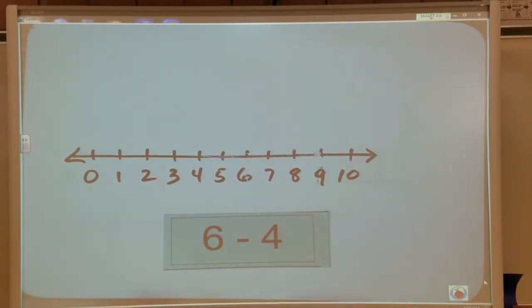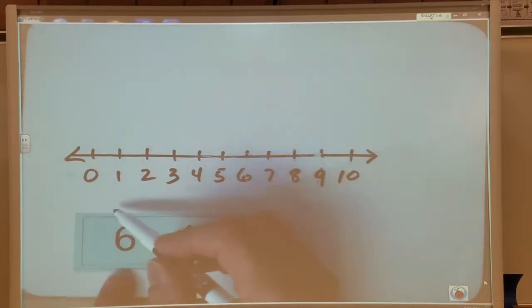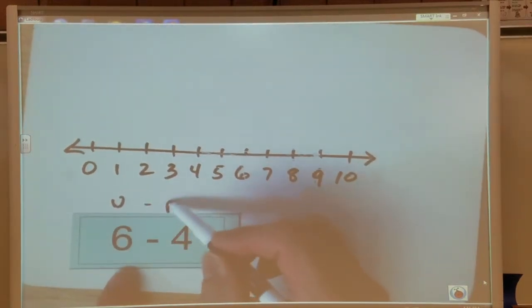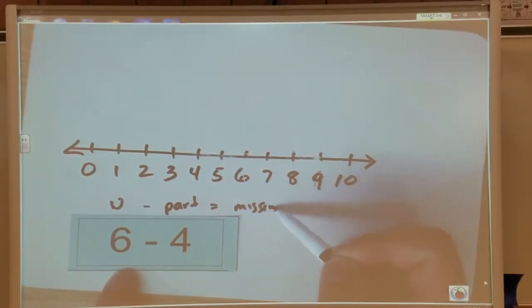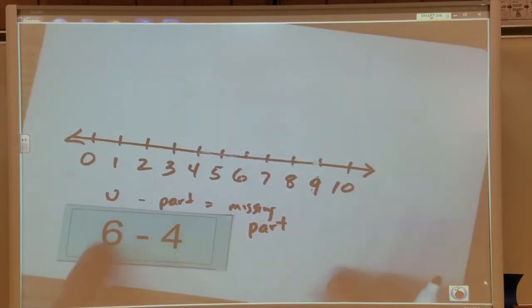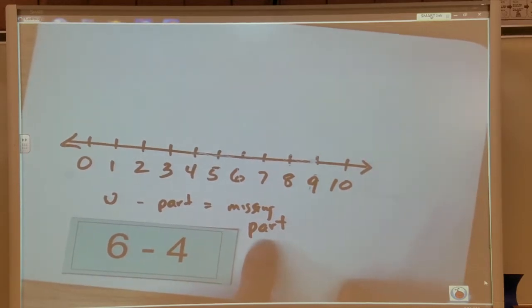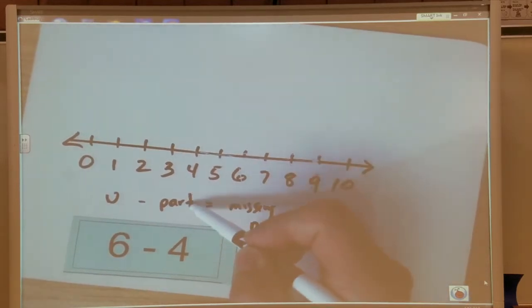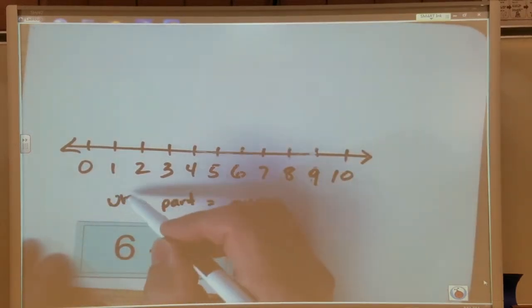But what we understand is that if my fact is 6 minus 4, so once again using the language of whole, part, this is the whole. I'm taking away a part, and what I have is a missing part. Excuse my sloppy writing. So what I'm looking for is this missing part. In order to find that missing part, the most efficient strategy, I'll write my word whole over here.